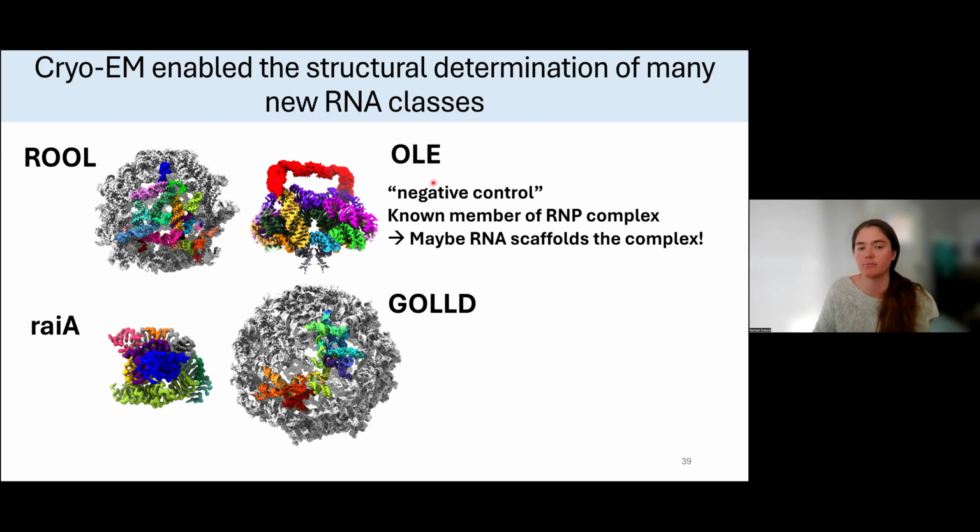Negative control because it was a known member of an RNA protein complex. So traditionally, when we think of, for example, the spliceosome, when we think of that RNA in the RNA protein complex, the RNA is very flexible and is scaffolded by proteins. So I assumed if I went ahead and solved the oRNA without proteins, it would be a very flexible RNA. But it turns out that the RNA is actually highly ordered by itself without any of its protein partners, indicating that maybe our common wisdom may be a little premature or incorrect in some instances, that maybe in this case, the RNA is actually scaffolding the complex.